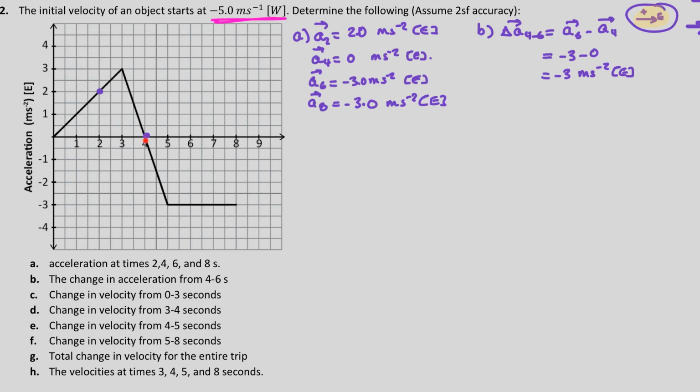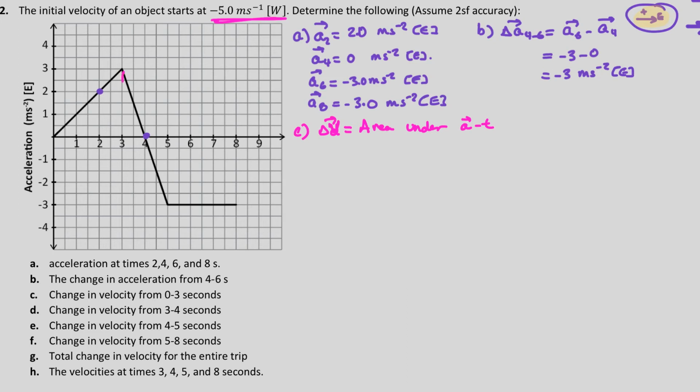4 seconds, acceleration is 0. At 6 seconds, it is -3. And the change is -3 meters per second squared. Change in velocity. We got a few change in velocities to do. We got one from 0 to 3 seconds, so that's this region. 3 to 4, 4 to 5, and 5 to 8. In order to do that, I am going to actually just write it out. Change in velocity is equal to the area under the acceleration time graph. Okay, let's do it.